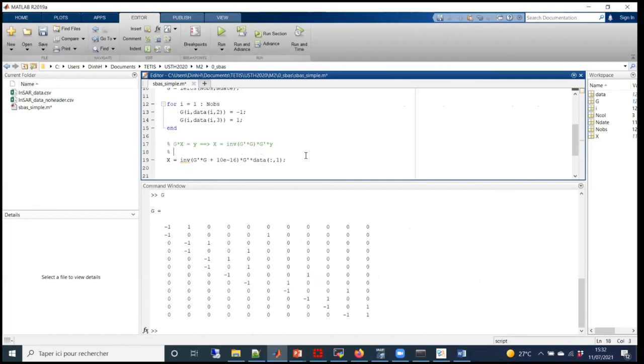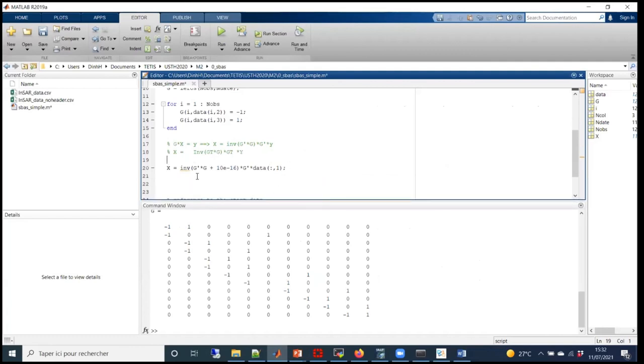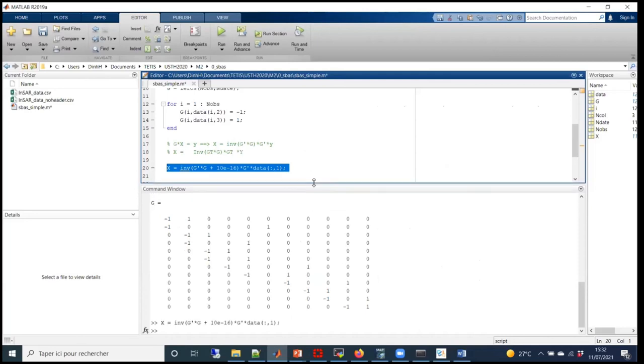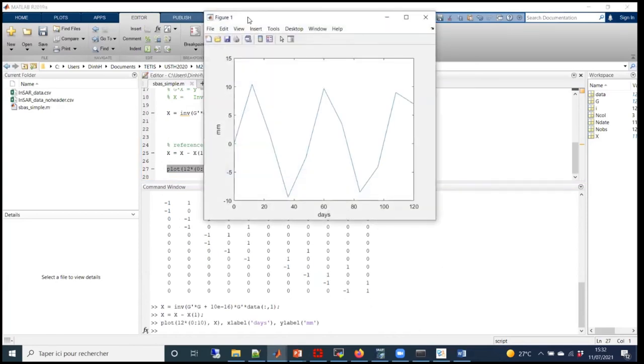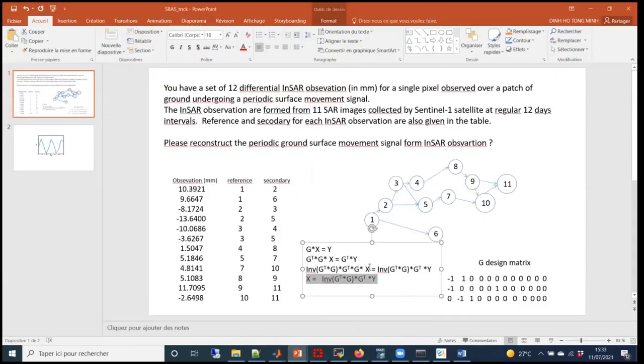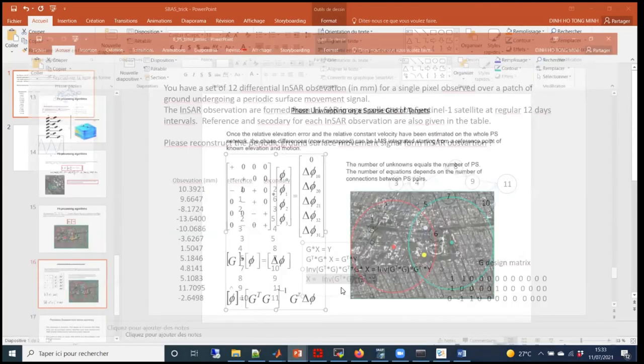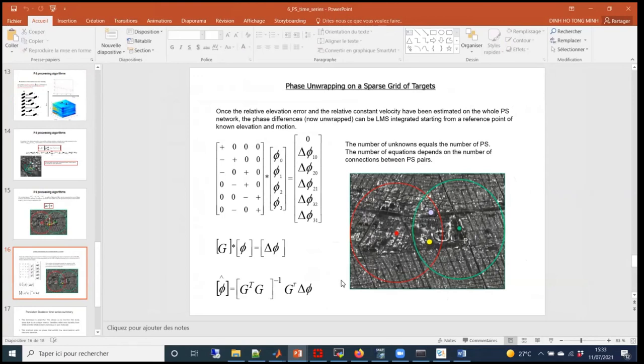That is the one we have. It should be the inversion of the transpose of G multiplied by G, and then multiplied by the transpose of G and the data. So we got this one. Whenever we got this one, we can refer to study it and then we can plot it. So you see here, that is the idea of time series data. Whenever we have time series data, you do processing like this one, and you have very high accuracy as a function of time.